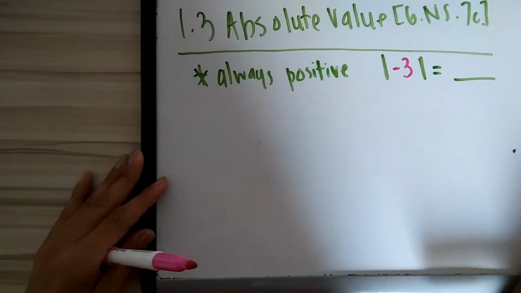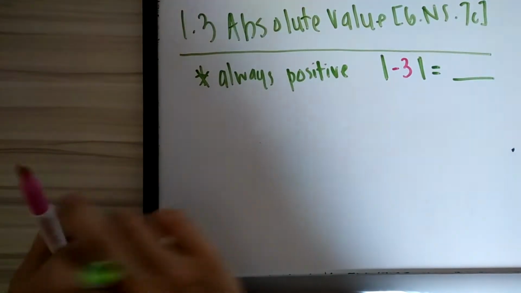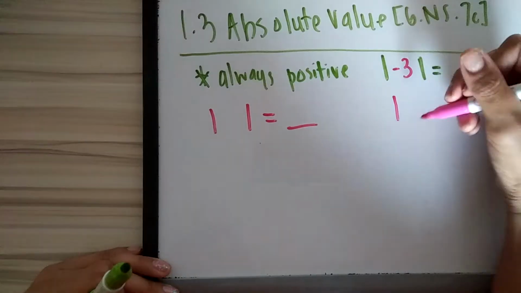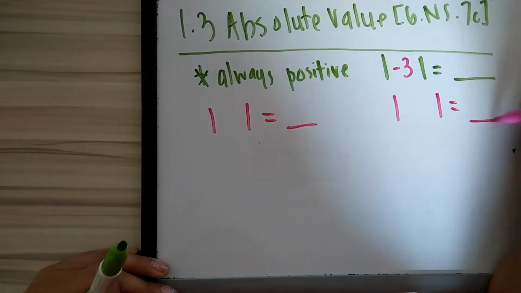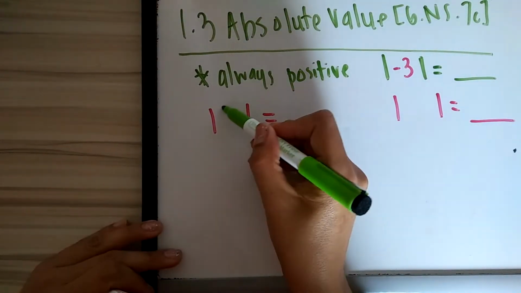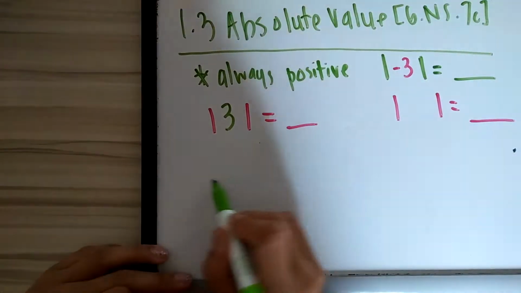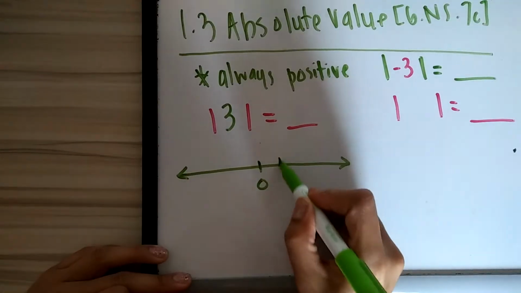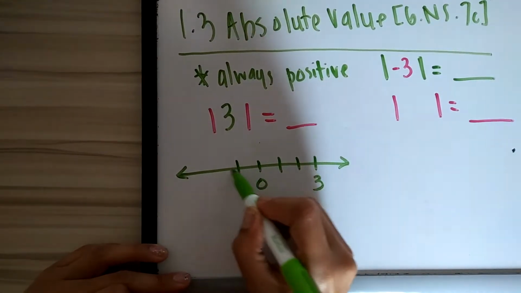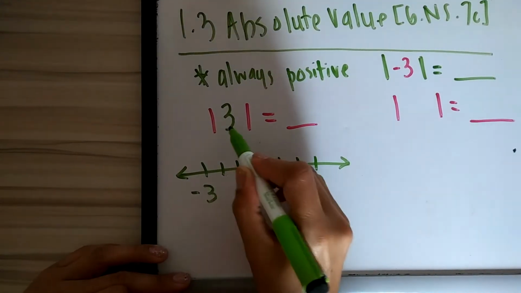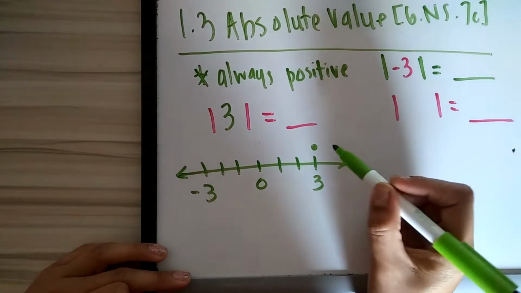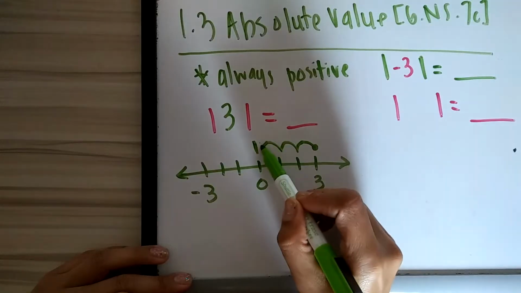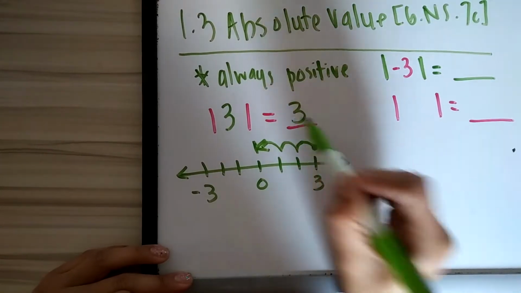Okay, so let's look at some examples. So if I have the absolute value of 3, what it means is if I were to draw that on a number line, so if I were to graph it, 3 is right here. Now the distance from 3 to 0 will be 1, 2, and 3. So then the answer will be 3 right here, okay?